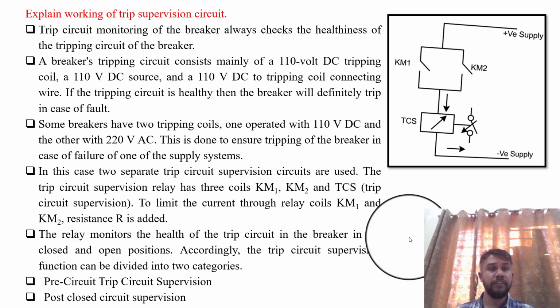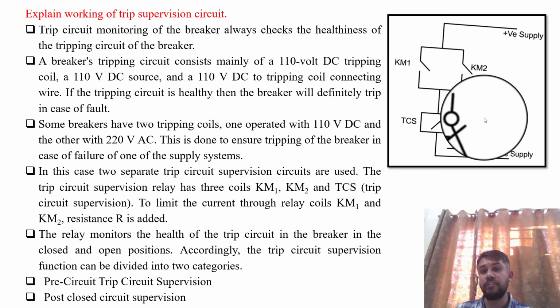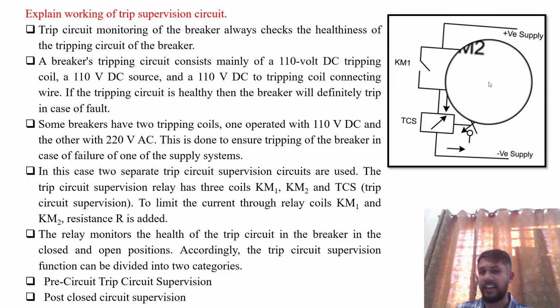Explain the working of the trip supervision circuit. So here in the figure you can visualize the trip supervision circuit basic arrangement. The trip circuit monitoring the breaker always checks the healthiness of the tripping circuit of the breaker.